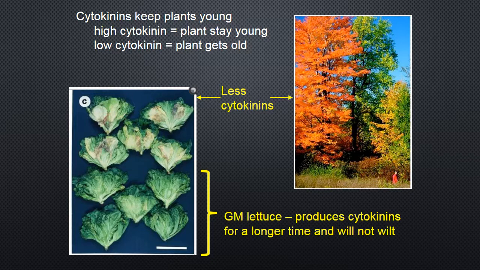Those without cytokinin or with low cytokinin, the plants get old. So it's part of the abscission process that we've talked about before. The decrease in cytokinins then continues to allow those leaves to get older.